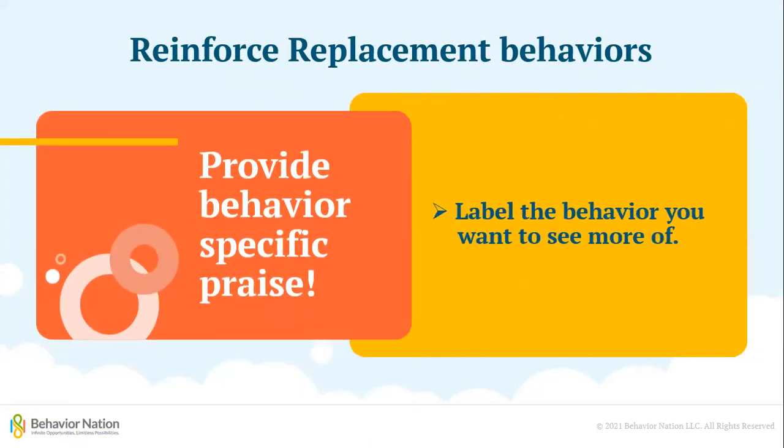Be sure that whenever you are reinforcing your child for the replacement behavior that they are engaging in, that you provide them with behavior-specific praise. This means you are labeling the behavior you want to see more of. For example, if I'm working with a child who has challenges surrounding compliance, I would offer them behavior-specific praise for first-time listening. Hey, bud, sit down. Wow, nice sitting. Good first-time listening.